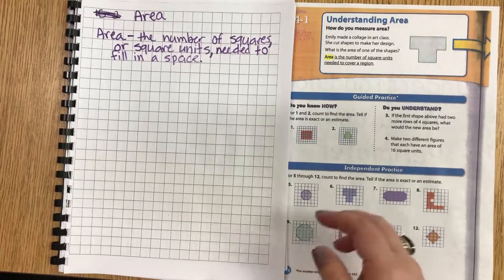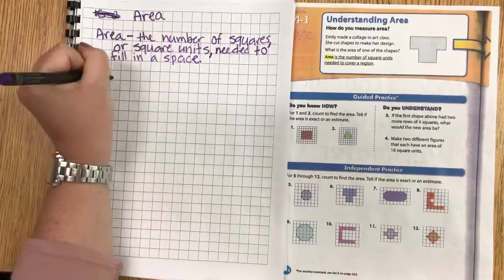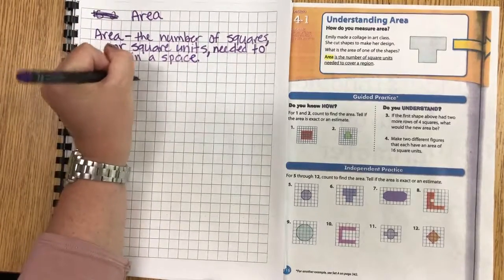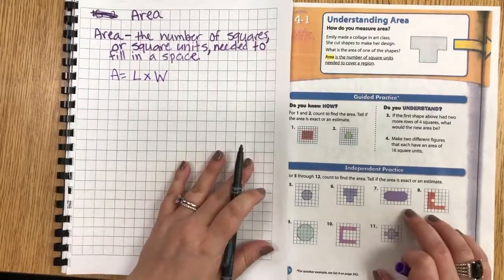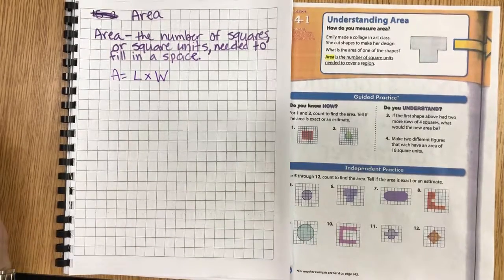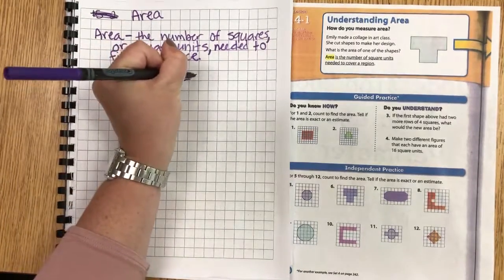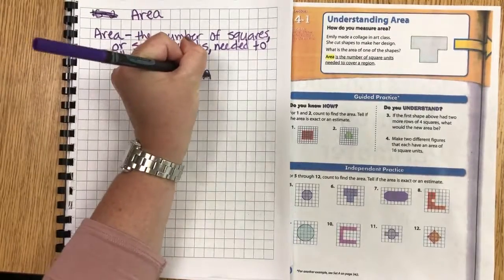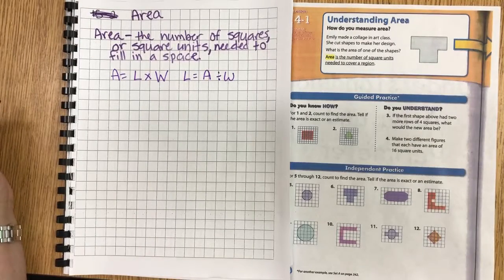And when we are doing area, it is length times width. To find area, you are always multiplying. Sometimes, though, you are dividing. Sometimes you would need to do L equals area divided by width. And that will make more sense to you when we start practicing it.